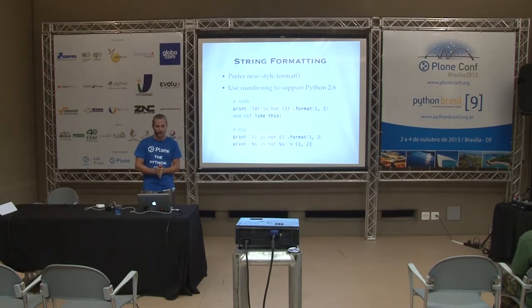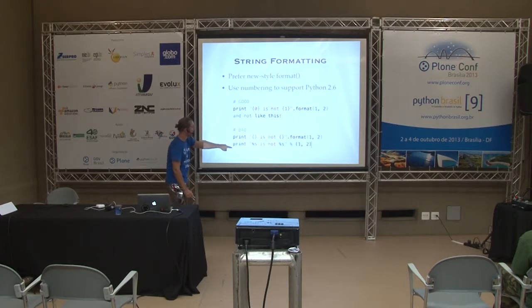Moving on to string formatting. We prefer the new style format. So this is good and this is bad. Show of hands, do we want to drop Python 2.6 support so we can use this?